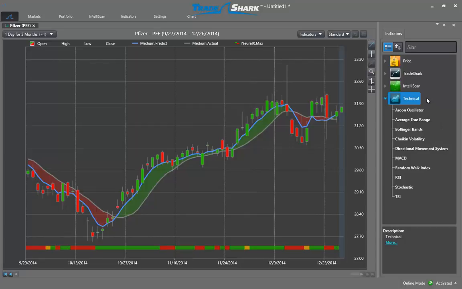When combined with TradeShark's proprietary trend forecasts, traders have a significant edge in the markets and are well prepared to profit as trends change and volatility increases.